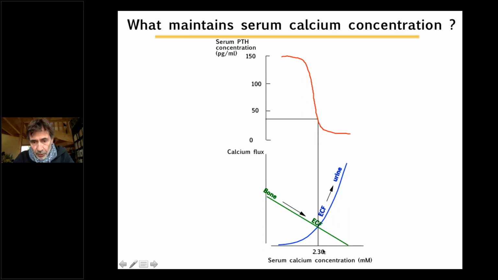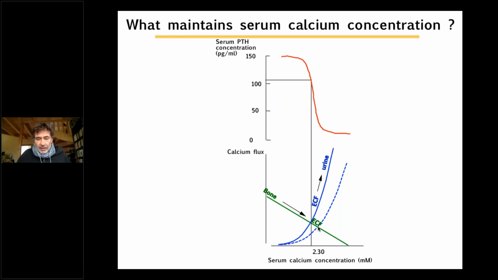When blood calcium deviates from the reference value, for example, when it goes below, more PTH is secreted. It acts on bone and promotes calcium bone release, and it acts on the tubule and increases tubular calcium reabsorption. The combination of both is able to normalize blood calcium toward the normal value.